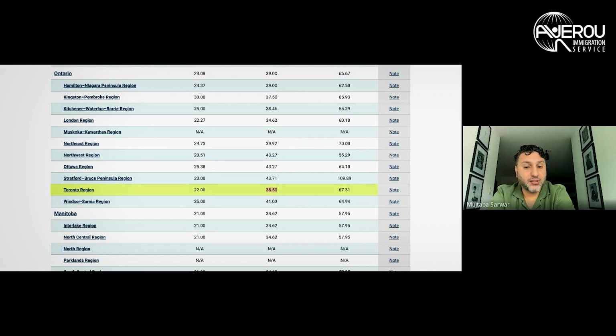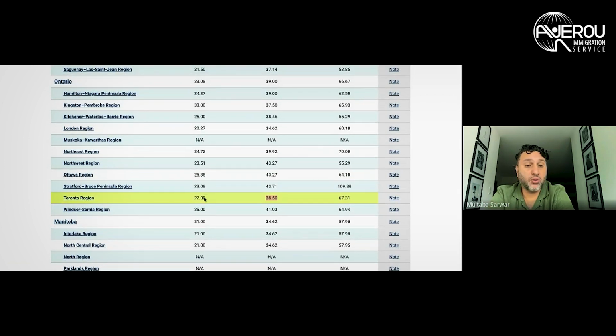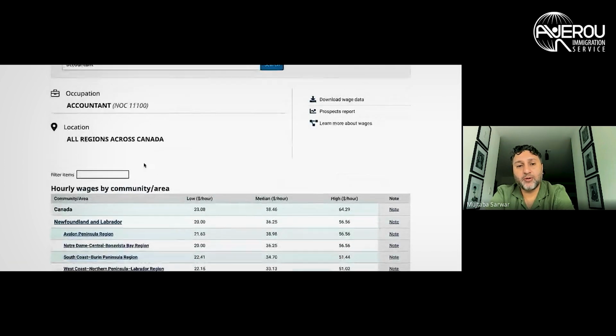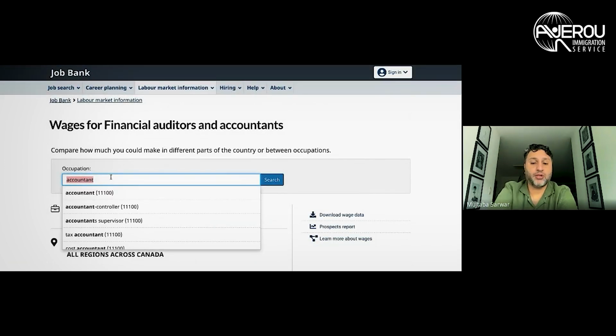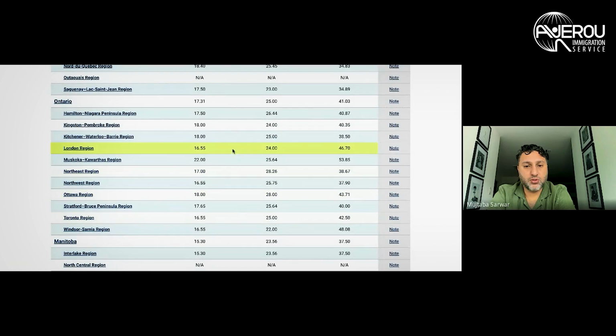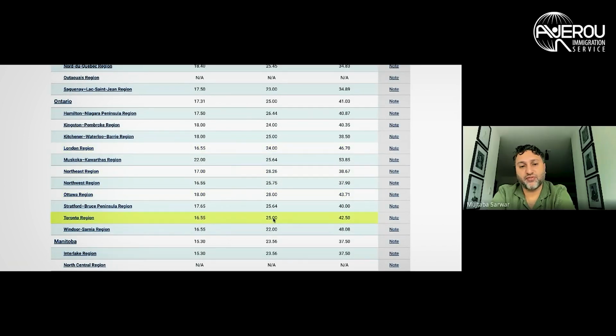So if you're getting paid like $22, $25 an hour to be a quote unquote accountant, that should tell you something, that you probably are not an accountant, although the low end of the wage range can be 22. So I would say it's one data point, but may not be definitive. Let's look at bookkeepers. In Toronto, see, it goes down to $16.55 and $25. So there's a difference. So you should know whether or not you are designated as an accountant.